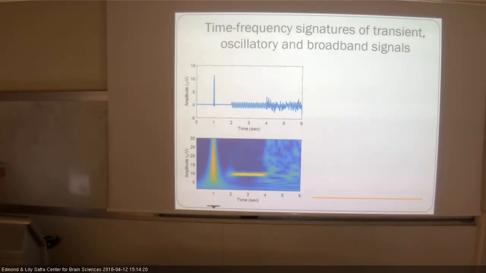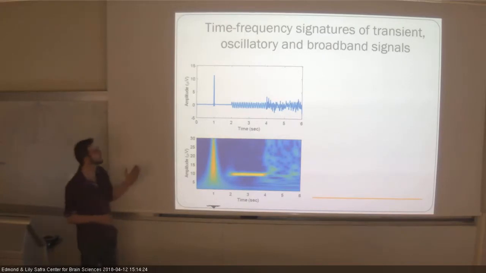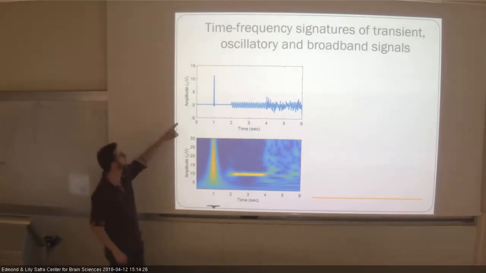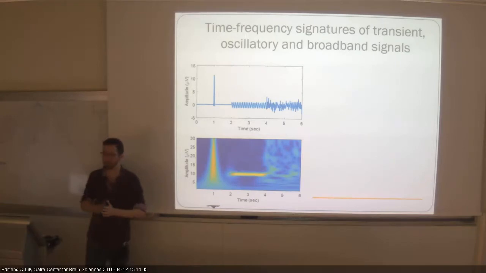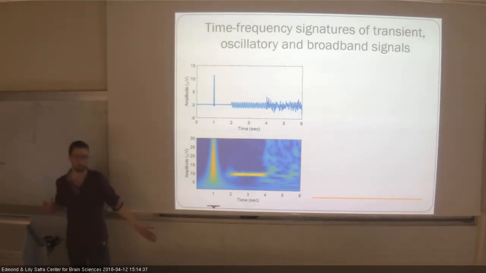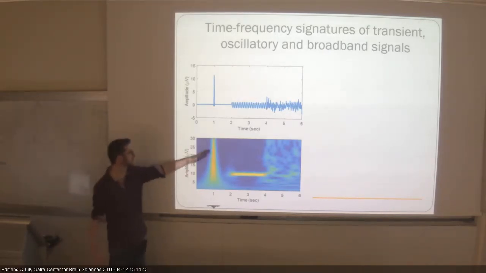Okay, so in more day-to-day examples, this is not an infinite delta function, but basically the idea is that sharp transients are associated with transient wideband increasing power. Okay, this is a phenomenon. So this is what it looks like here.